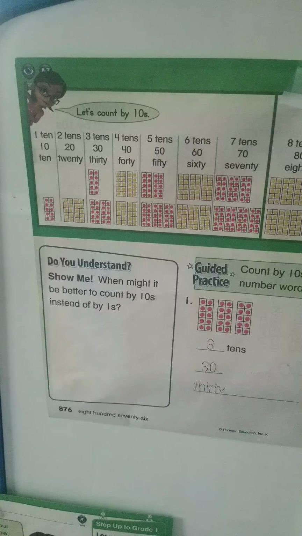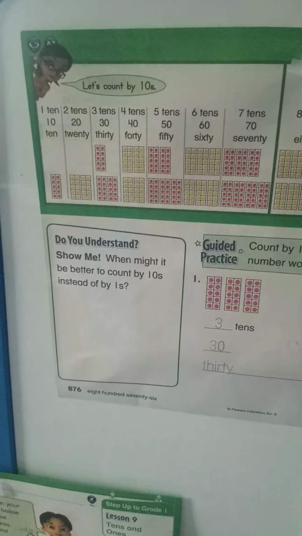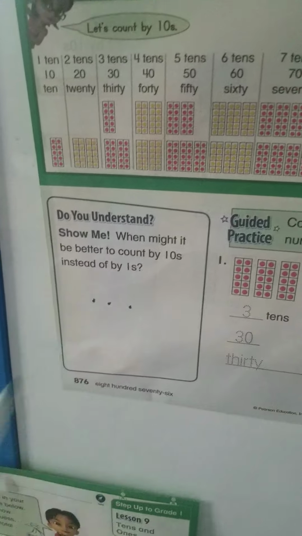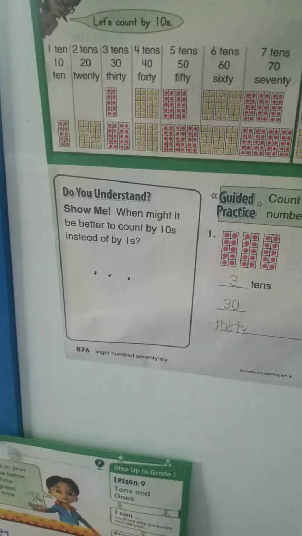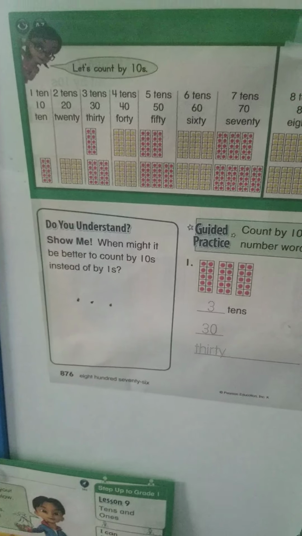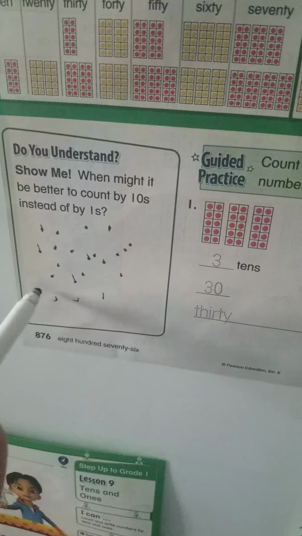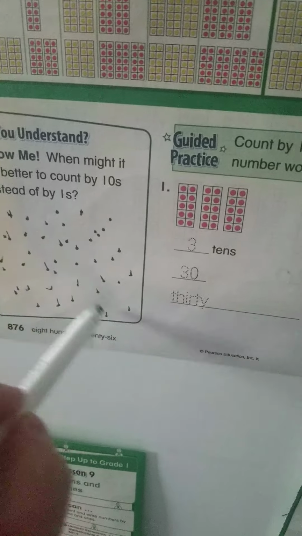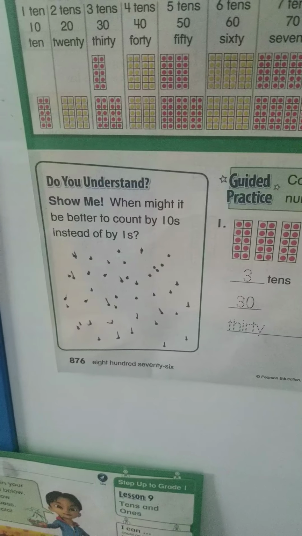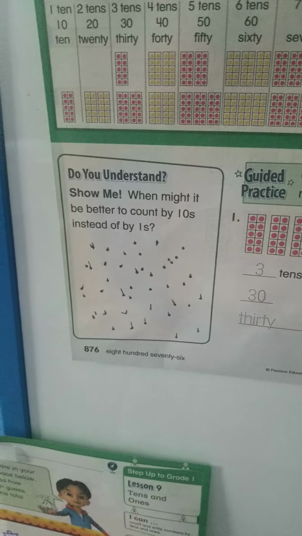When might it be better to count by tens instead of by ones? Well, if we have just 3 dots here, ones is the best choice, right? We count by ones. 1, 2, 3. But if you had many, many, many dots, it might be a lot faster and a lot more efficient to count by groups of 10, right? So let's look at the guided practice.